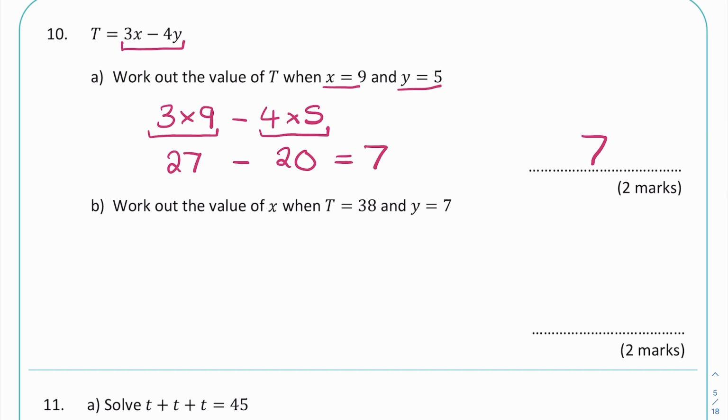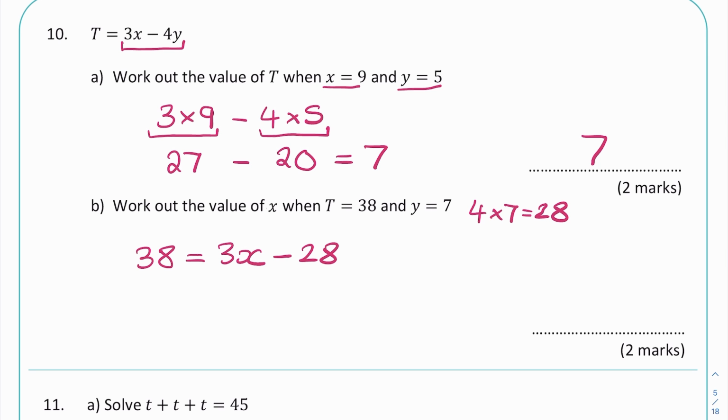For part B, it says work out the value of x when t equals 38 and y equals 7. So if we're going to sub this into our formula up there, we've got t is 38, which would be at the start. That's going to be equal to 3x, and then take away 4 lots of 7. Now 4 lots of 7, if we work this out to the side, would be 28. So we have 3x minus 28.